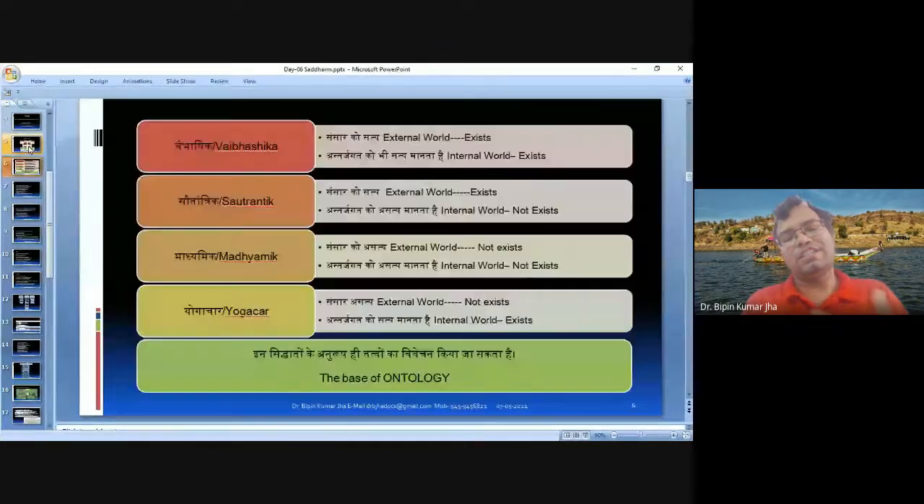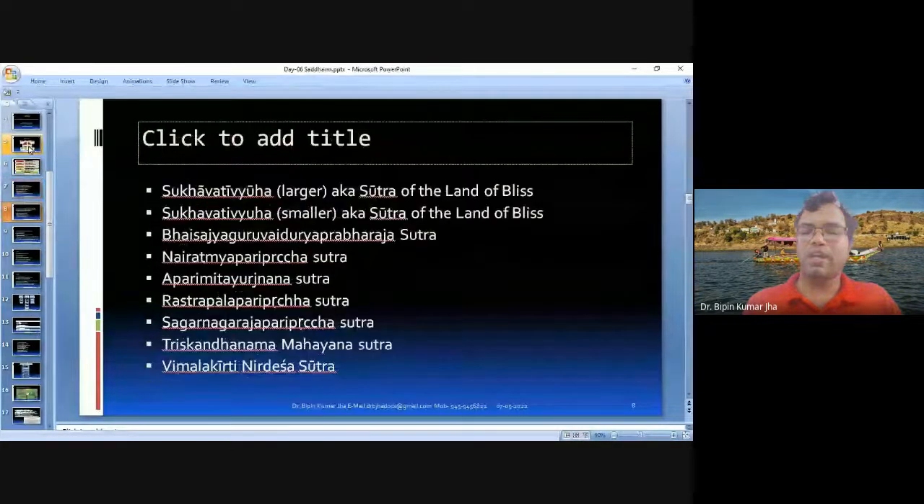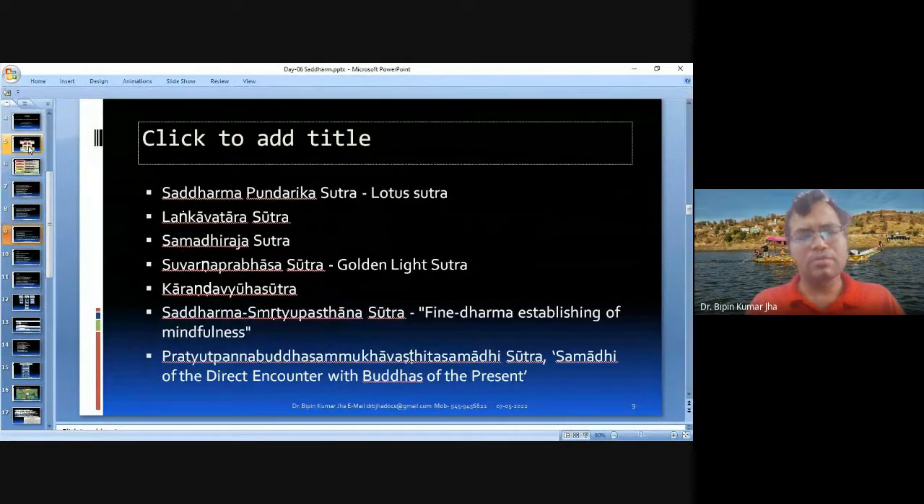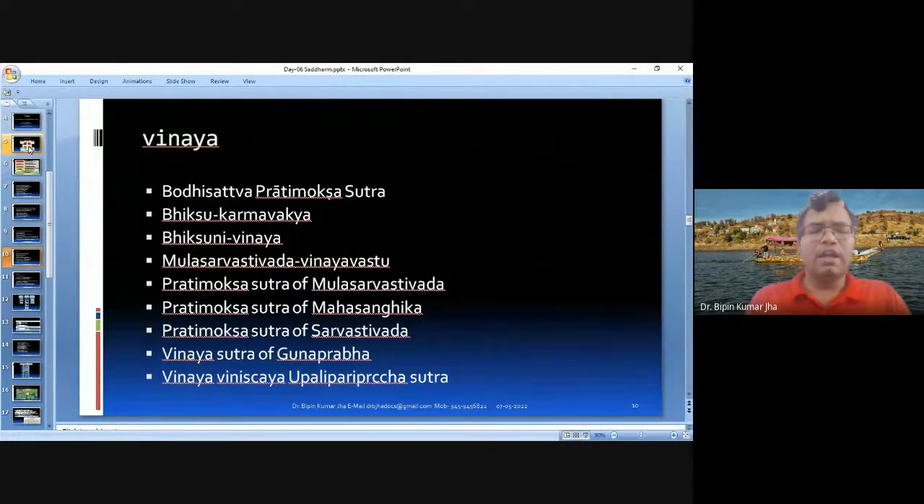In this slide you can easily see Vaibhasik, Sautrantik, Madhyamik, and Yogachar. They have different views regarding their logical aspect. So you know all these things very well. We can see the different texts, especially related to Mahayana, which are written in Sanskrit. And sometimes we see some texts which are written in hybrid Sanskrit.